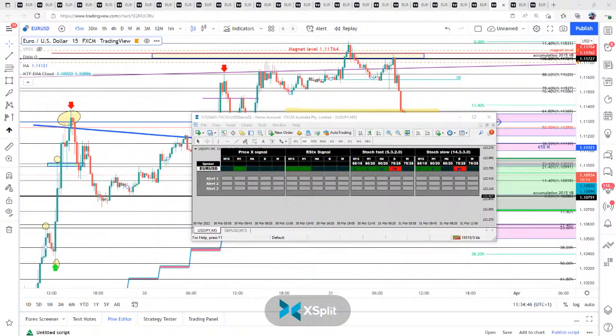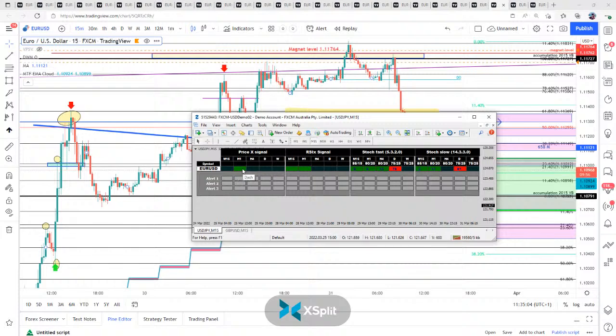Okay, so that's what we have. And what we see here is that the stochastic, the fast and the slow stochastic, are very low on the 15 minute. On the 1 hour, the fast is slow up to the 4 hours, and here too. And we have some indicators. Let me change time frame.